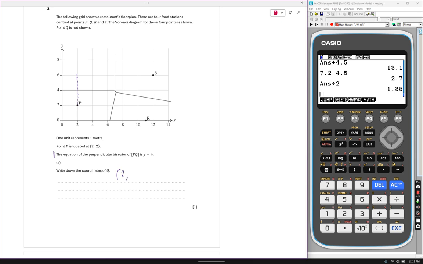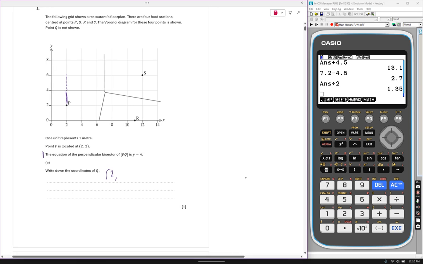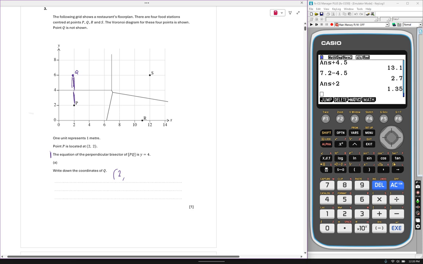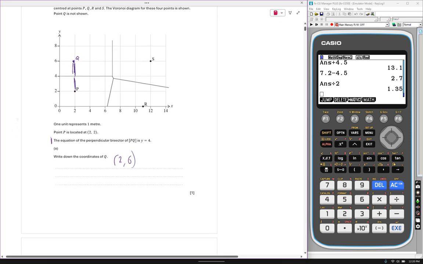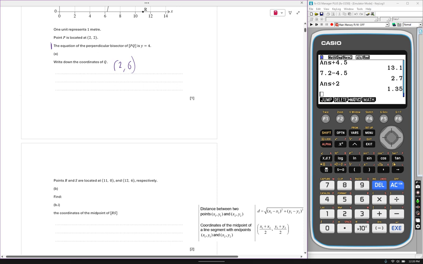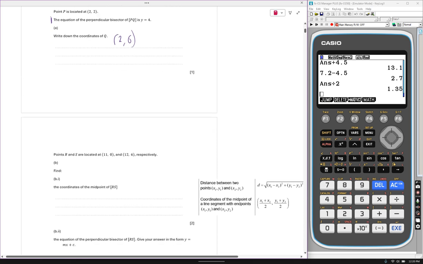I also know that they are going to be equally distant from the bisector. So point P here is 2 units away from the bisector, so Q is going to be 2 units vertically away from the bisector as well. So it's going to occur at the coordinate (2, 6). 1 mark you get for the correct coordinate.